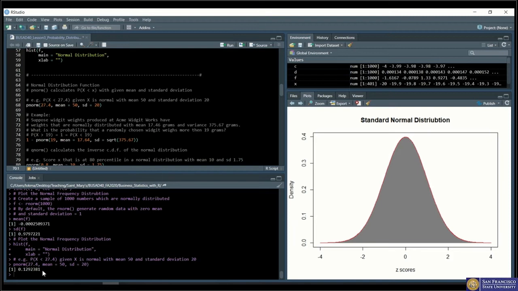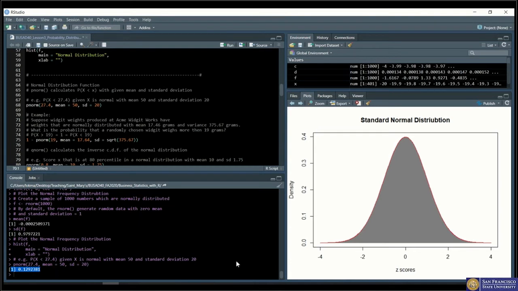As you can see, I get a result right here: 0.1292. So that means on the left-hand tail of this distribution, where the distribution has a mean of 50 and standard deviation of 20, if I select a random number that is less than or equal to 27.4, the probability of that, or the area on the left-hand side of the tail, adds up to 12.92%. So there is a 12.92% chance that we are going to get a number that is less than or equal to 27.4.